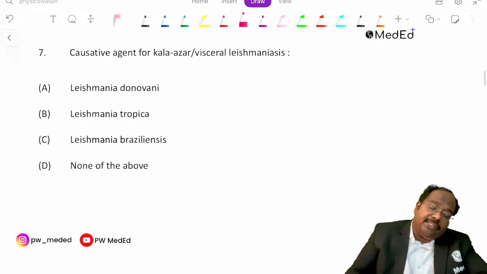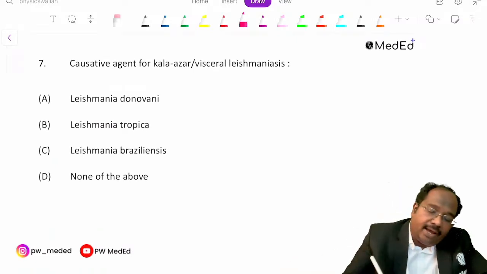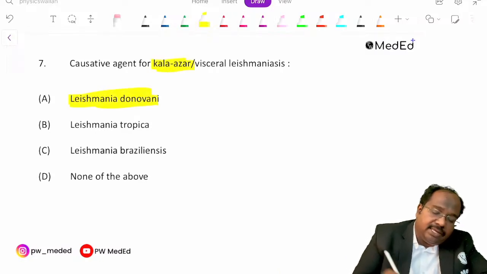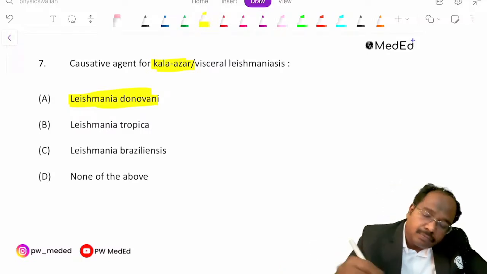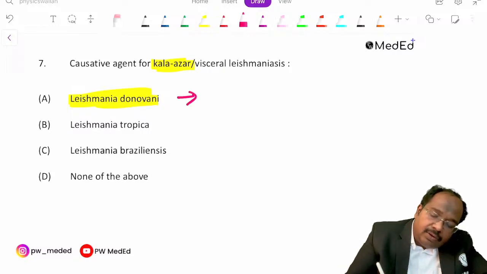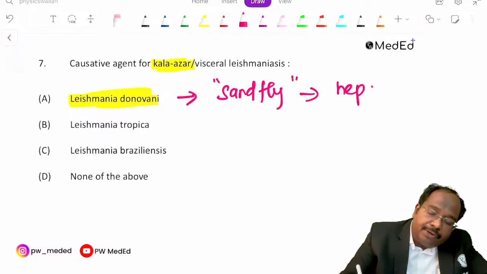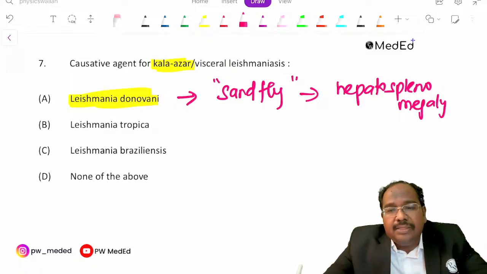Causative agent for Kala Azar or visceral leishmaniasis. In India, we are reporting only this Kala Azar, and the answer is Leishmania donovani. What is the vector for this condition? The vector is the sandfly. Patient comes with hepatosplenomegaly. Only certain parts of India are endemic: Uttar Pradesh, Bihar, Jharkhand, West Bengal. These are the 4 endemic states.